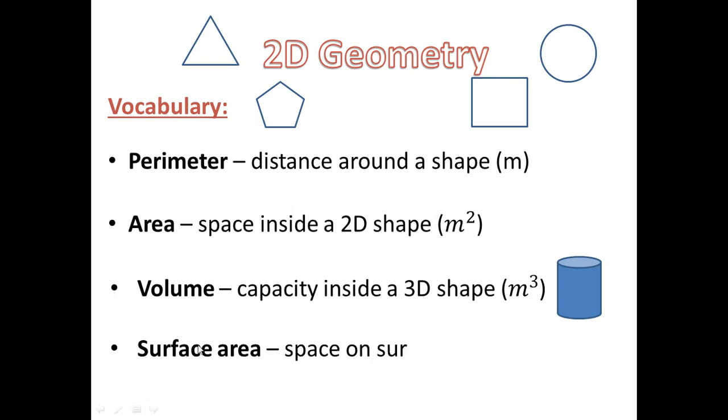And lastly, we have surface area. Surface area is related to a 3D object, but it is a two-dimensional unit in itself because surface area is the space on the surface of a three-dimensional shape. So I'm not talking about what's inside, but rather if I undid all of these, then it would be the space that it takes up, and we're using meters squared now.